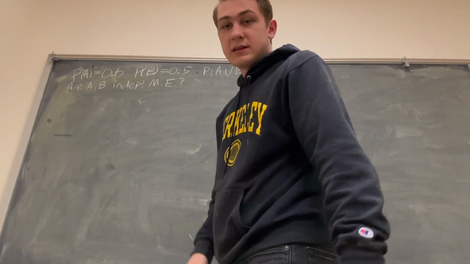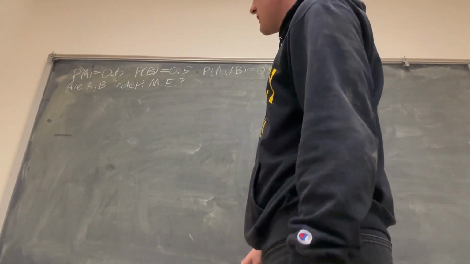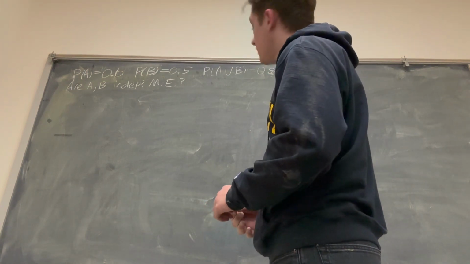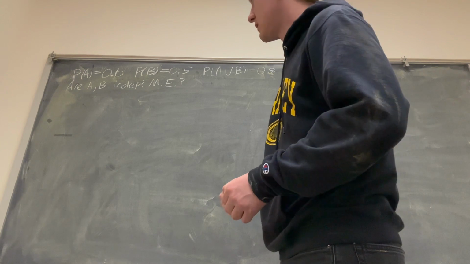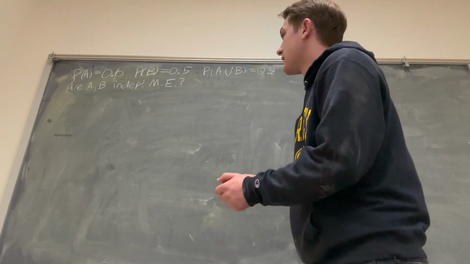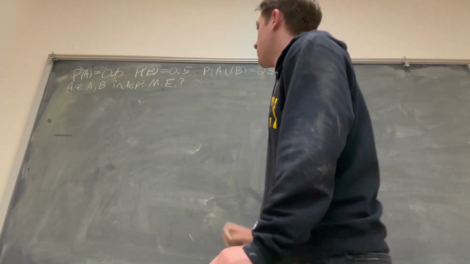All right, we're given two events: probability of A is 0.6, probability of B is 0.5, and their union is 0.8. And we're asked, are they independent? Are they mutually exclusive? So let's answer the mutually exclusive part first. It's a little bit quicker to answer.